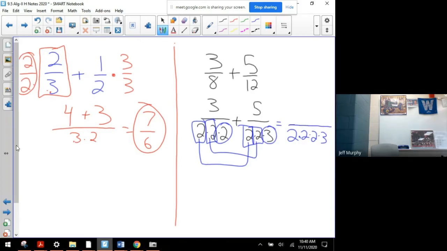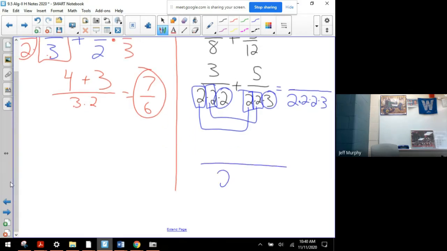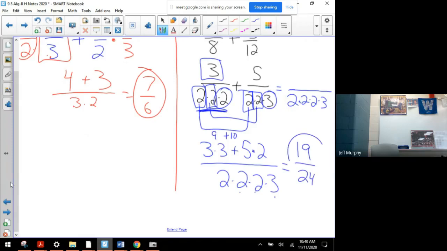So let me rewrite this down here a little bit. So we have our 2, 2, 2, and a 3. This value of 3 has the 3 2's in the denominator. It needs the 3. This 5 has 2 2's and a 3. It needs another 2. So our numerator becomes 9 plus 10 over 24. That was kind of the longish way that we went through simplifying fractions.